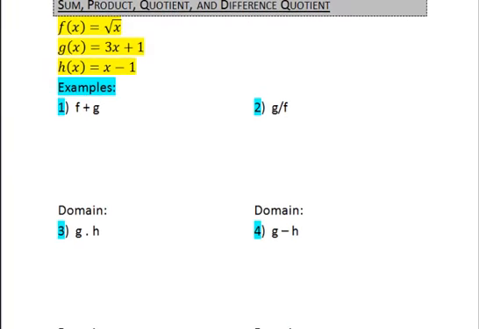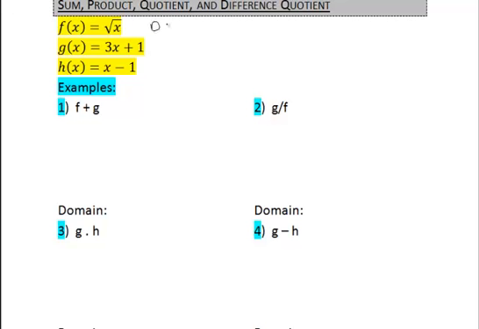So now we're going to find the sum, product, quotient, and difference with just functions themselves. We're not going to evaluate them at anything. So look at these examples. We want to find the intersection of their domains. So the first thing we want to do is actually come up with the domains.